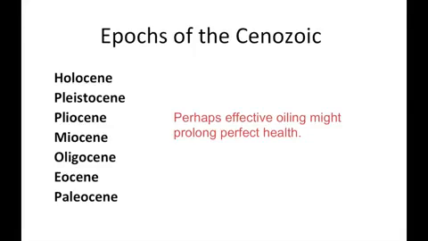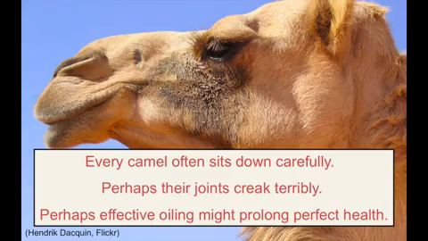And so geologists have developed a mnemonic that goes along with the camel one previously. Here, the mnemonic is perhaps effective oiling might prolong perfect health. So when you couple these two sets of mnemonics together, you get all the periods and all the epochs in the Cenozoic. So, every camel often sits down carefully, perhaps their joints creak terribly, perhaps effective oiling might prolong perfect health.